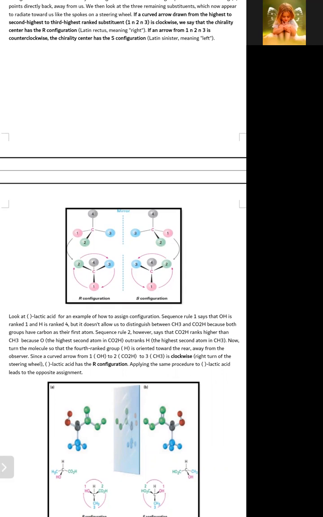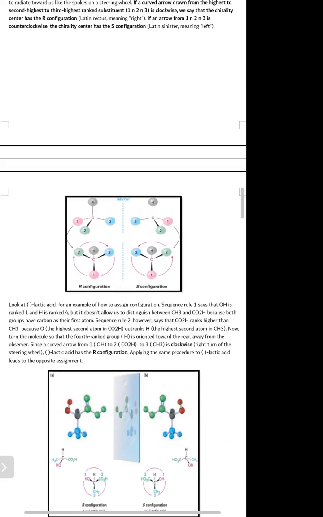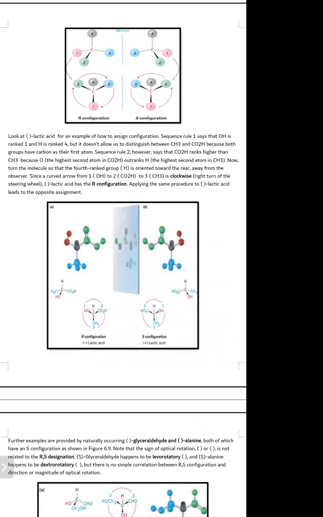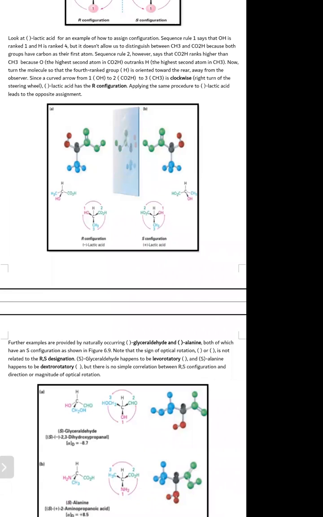In this example in the structure, clockwise rotation is R configuration and anti-clockwise rotation is S configuration. These are some more examples: minus lactic acid is R configuration because it moves in the negative, left side. In R configuration the rotation is on the right side, and in S configuration it is on the left side.